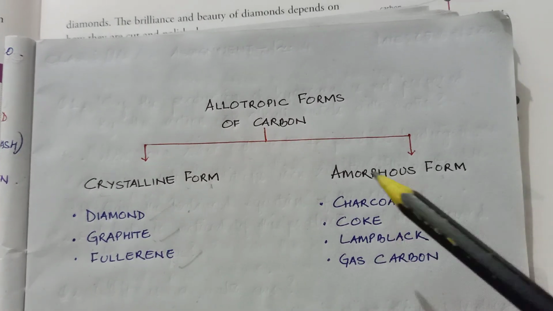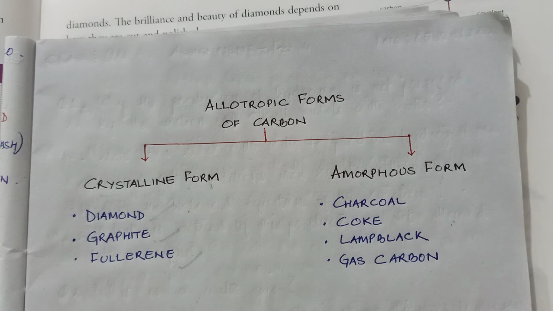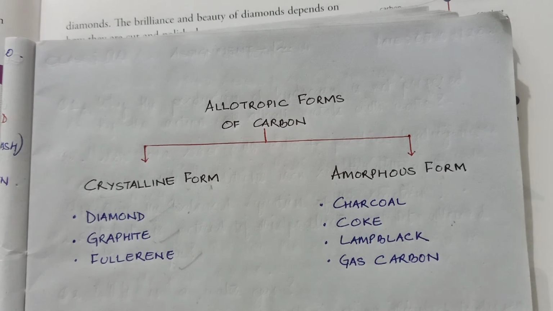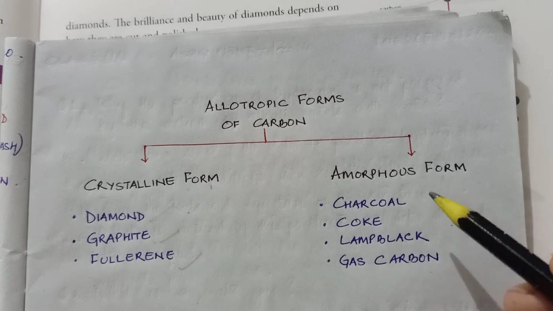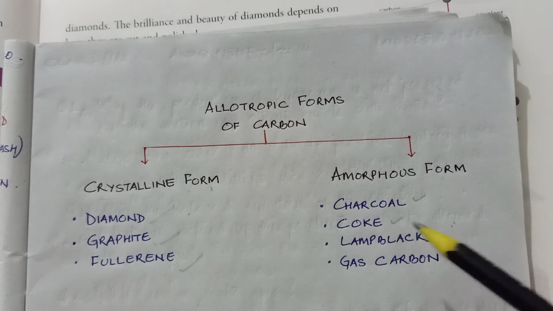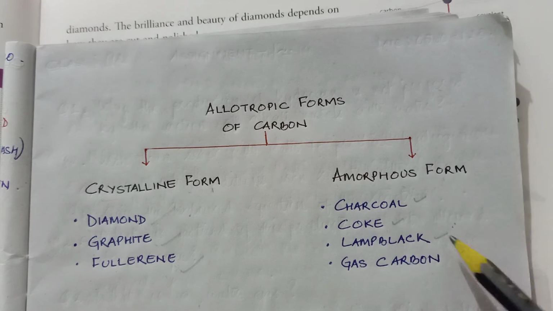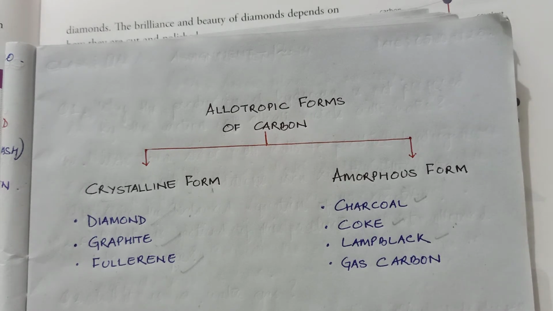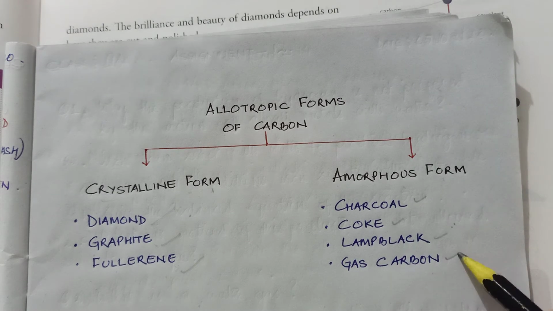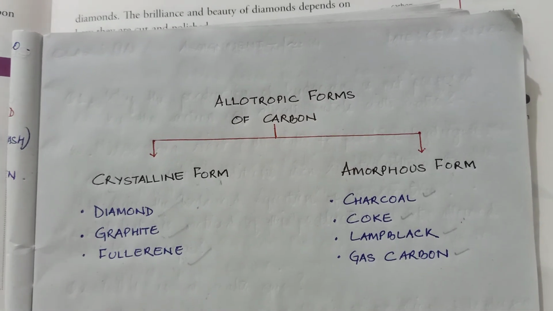Now let's go to another allotropic form of carbon, that is the amorphous form of carbon. Amorphous forms of carbon do not have any regular shape. For example, charcoal comes in different shapes. Coke also comes in different irregular shapes. Lamp black also can be irregular. Gas carbon is also irregular and therefore an amorphous form of carbon.